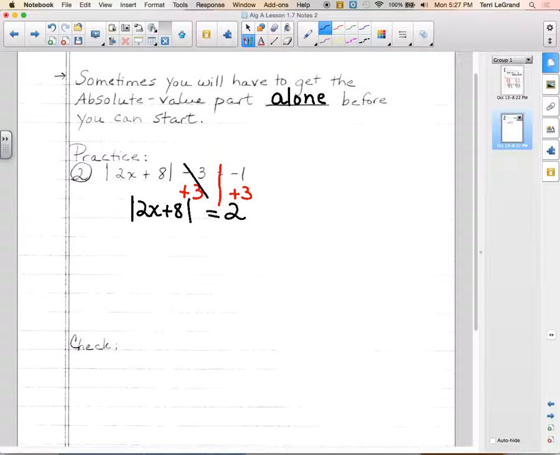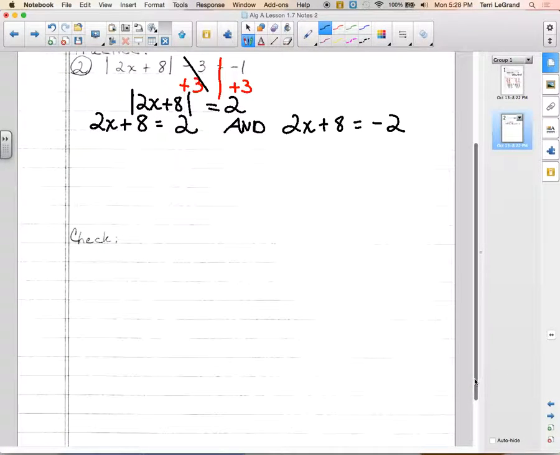Now we're ready to do what we were doing on the front side. We look at that and say, this means 2x plus 8 can be set equal to any numbers that have a distance of 2. So we're going to set 2x plus 8 equal to positive 2 because it has a distance of 2, and we're also going to set that 2x plus 8 equal to the other number that has a distance of 2, which is negative 2. And now we're ready to solve this.